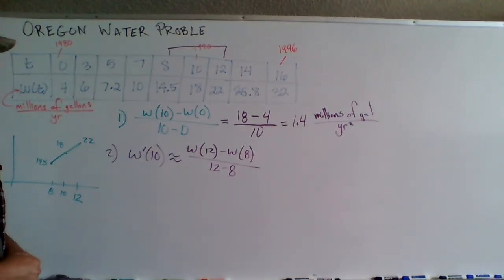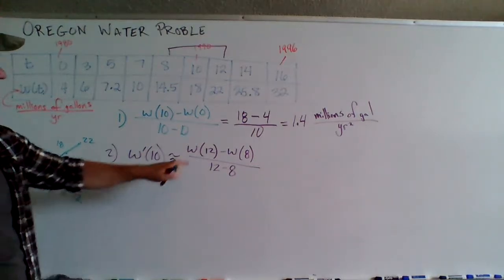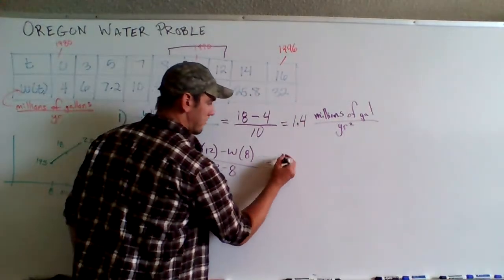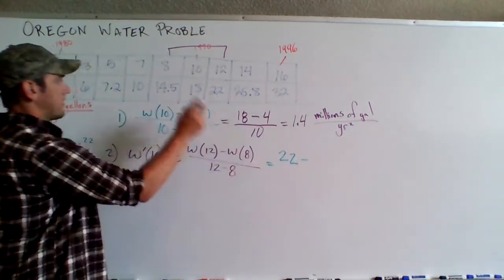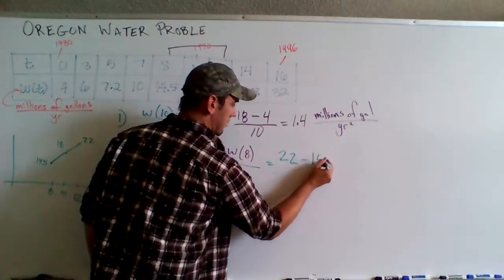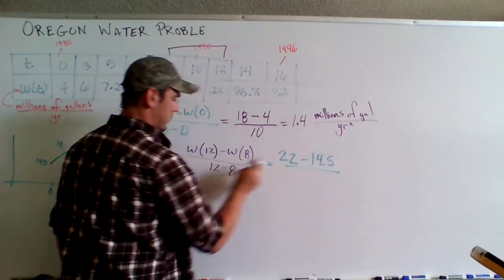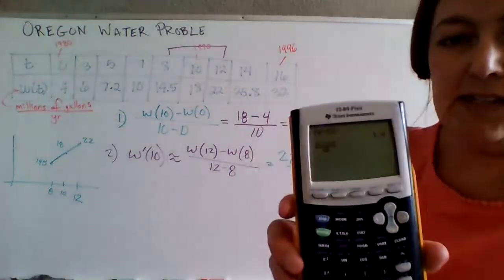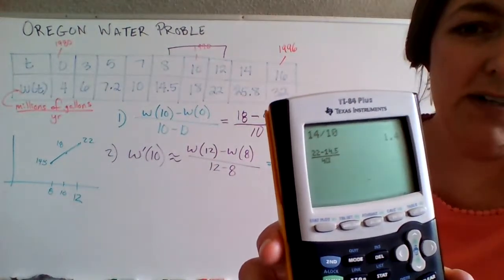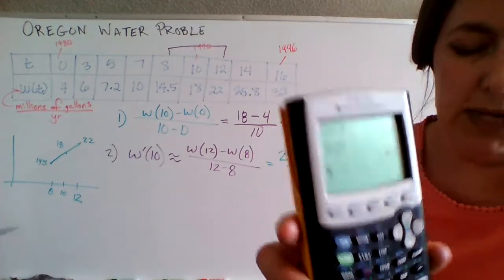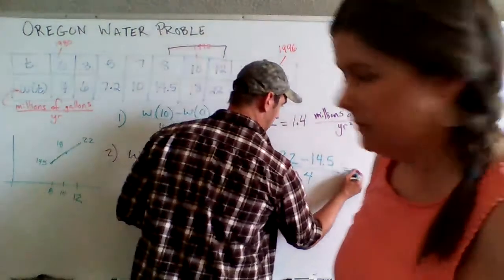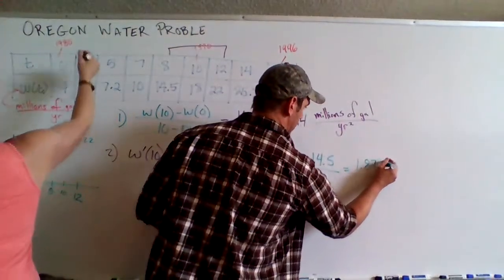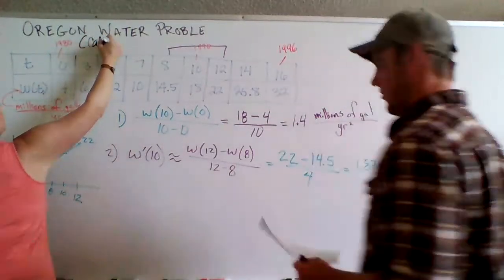So, this is fun. What do we got going on here? W of 12 is really going to be 22. W of 8 is going to be 14.5. Divided by 12 minus 8, or you can change it to 4. This is calculator active. Maybe I'll write that on the board, which gives you 1.875. Yay, 1.875. So now for the tricky stuff.